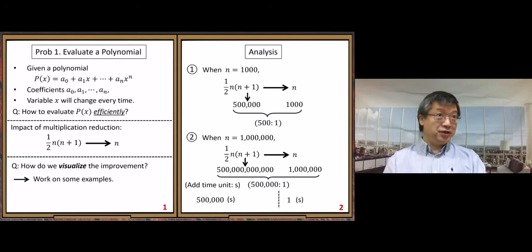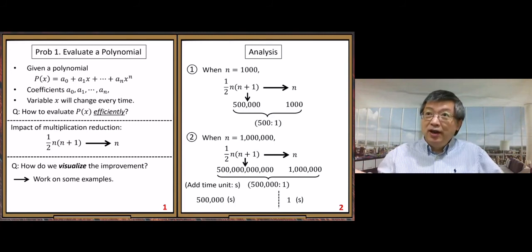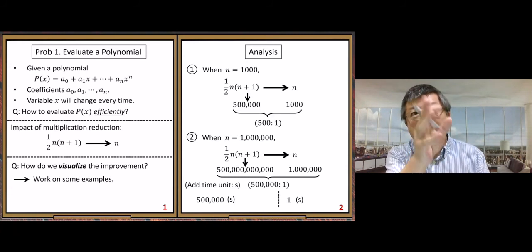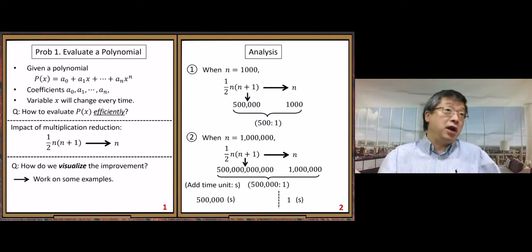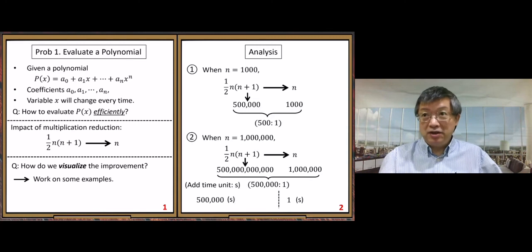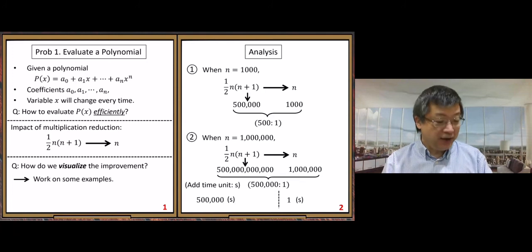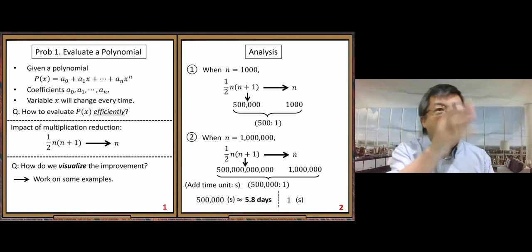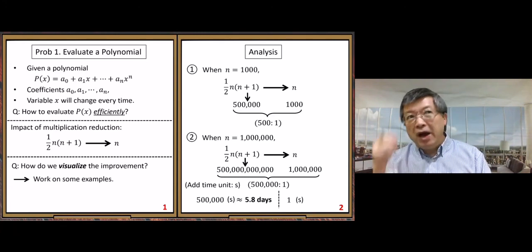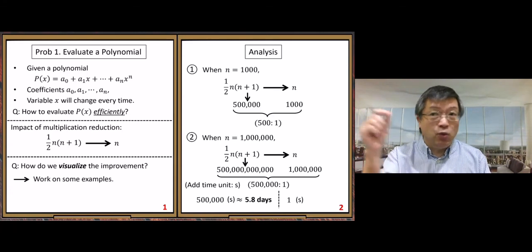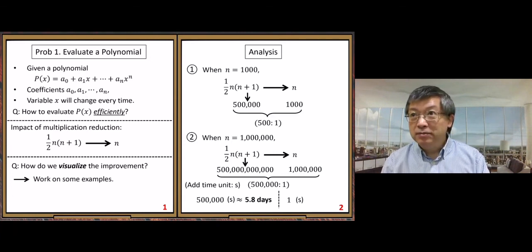500,000 seconds. How long it is? Do you know how long is 500,000 seconds? You may not have a clear idea, right? Let us convert it to time unit days, number of days. Then you have a clear idea. Okay, 500,000 seconds equals how many days? Then you have a better understanding here. Approximately 5.8 days. Very close to 6 days. Think about that, 6 days versus 1 second. Is that difference big? Huge, right?